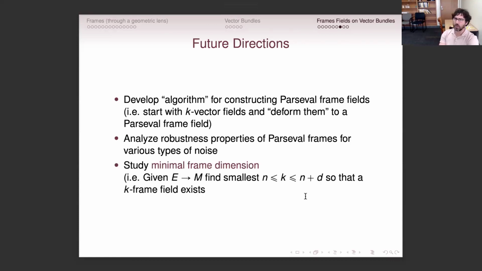And then maybe a more theoretical question is this minimal frame dimension. What our theorem tells us is that once you get above dimension n plus d, you're guaranteed to have parsable frame fields. And there's no hope of having parsable frame fields in dimension less than n, because they couldn't possibly span. So the sweet spot is somewhere in the middle of these two numbers. What's the smallest dimension in which you'll be able to find a parsable frame for a given vector bundle? Understanding what that is in various examples is something that we are interested in.